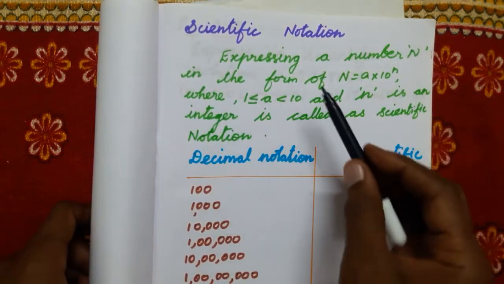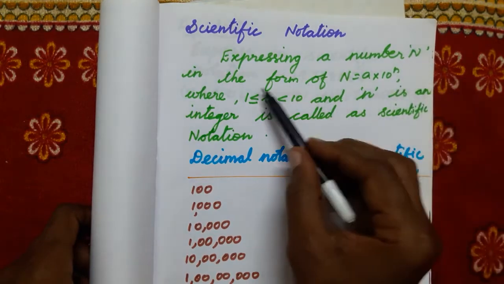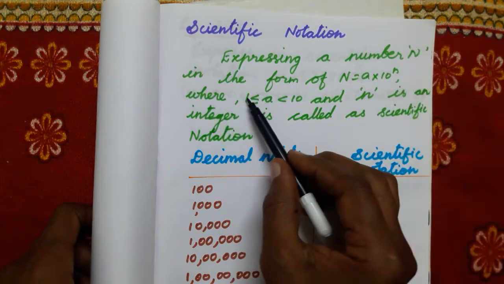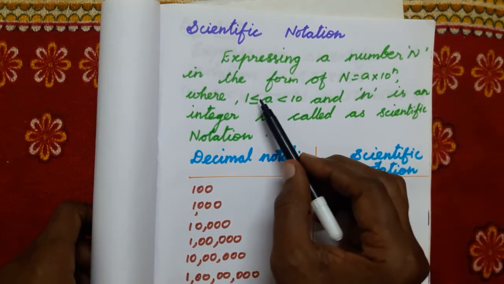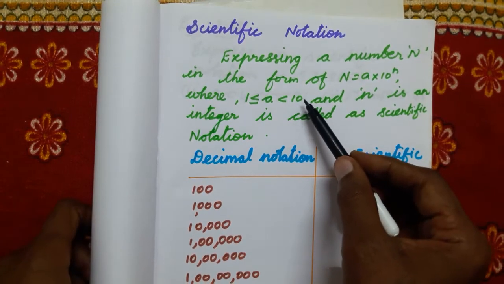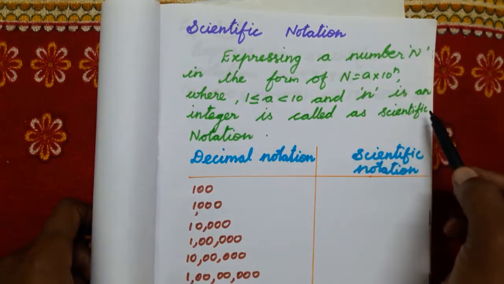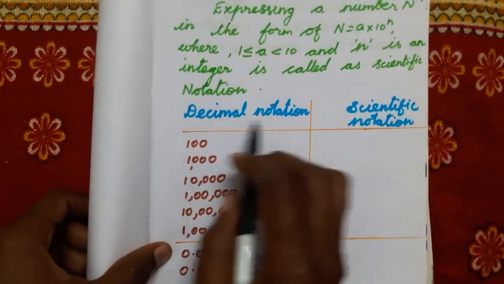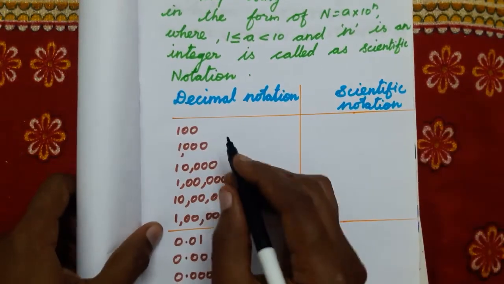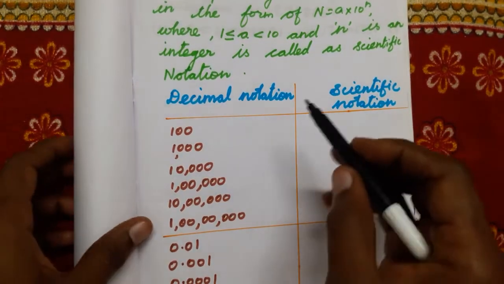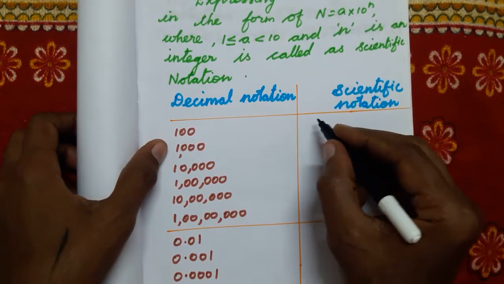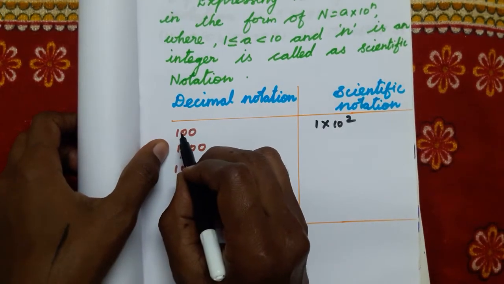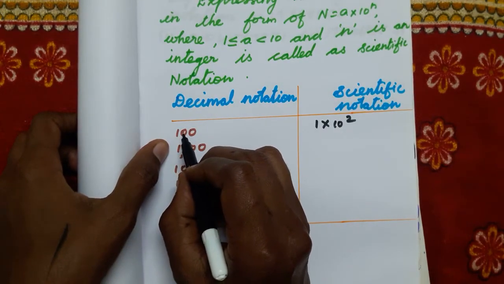Now, what is scientific notation? Expressing a number N in the form N is equal to a into 10 power n, where a is between 1 and 10, and n is an integer, is called scientific notation. Now, what is the scientific notation of 100? 1 into 10 power 2. How can we write? 1.0, otherwise 1 into 10 power 2.